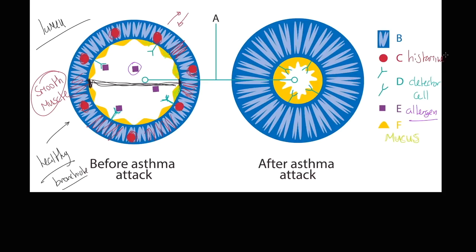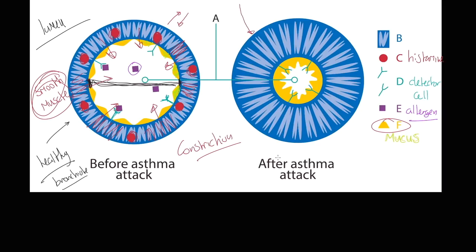And histamine has numerous properties, but the main property we want to know in this context is that it causes the muscle to constrict. It causes constriction of that smooth muscle. Equally, the other thing that happens is we start to produce mucus, going into overdrive of production of mucus. So we get much more of this yellow mucusy substance.